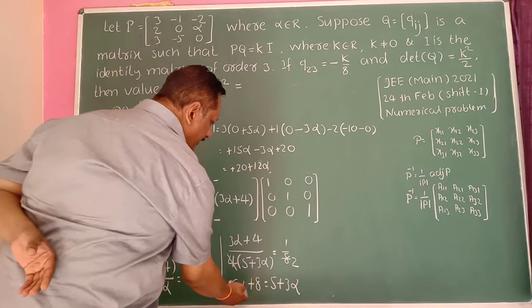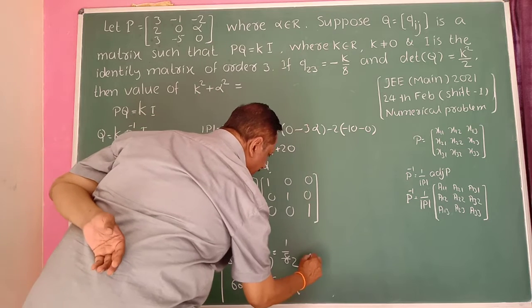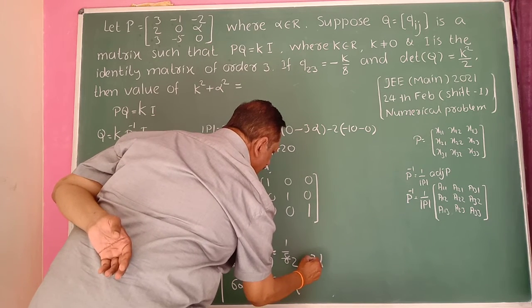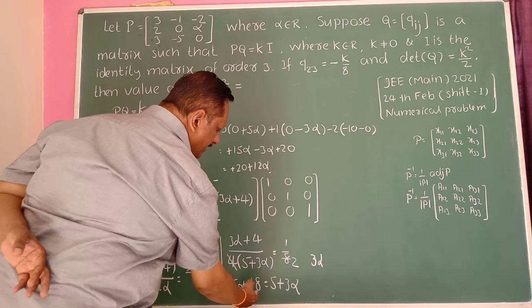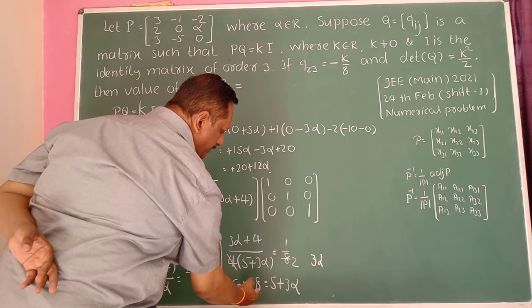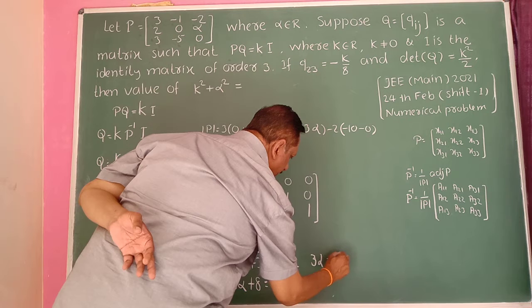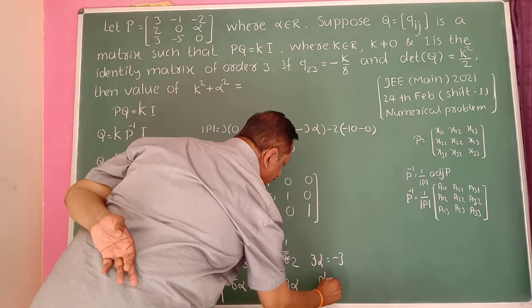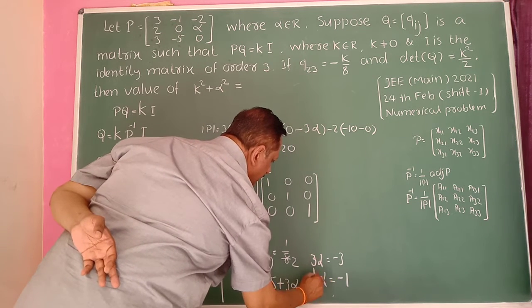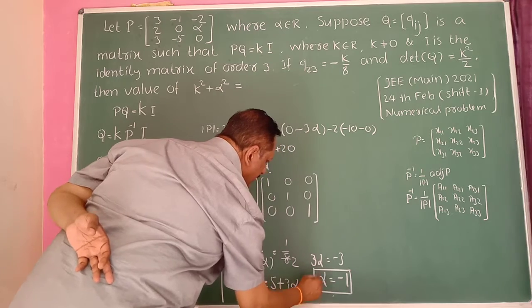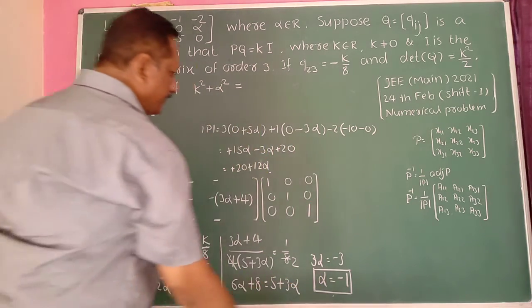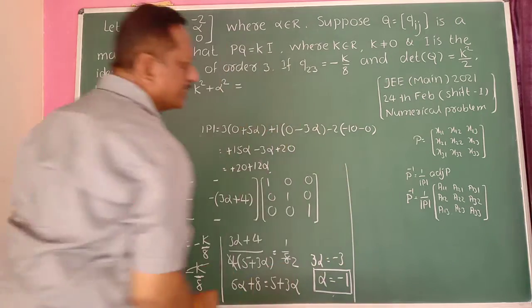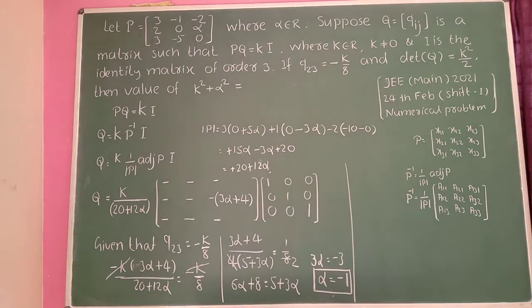Therefore 6 alpha minus 3 alpha becomes 3 alpha here. Take 8 that side, 5 minus 8 is minus of 3. Therefore alpha is equal to minus of 1. Therefore the value of alpha is minus 1. Then you find the value of K.